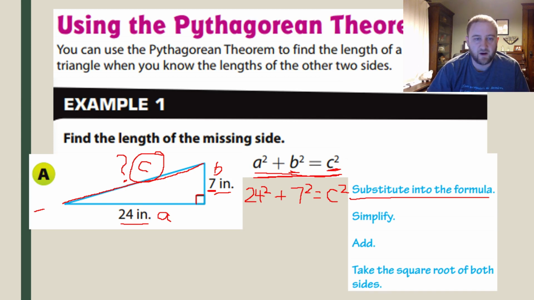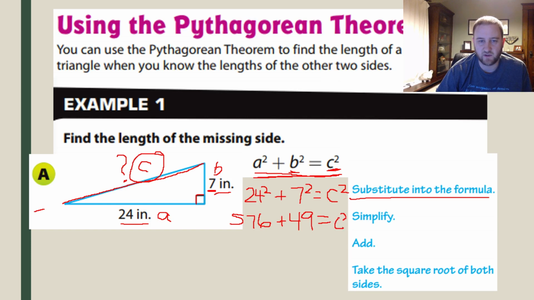Okay. All right, so 24 squared. I'm going to have to get my calculator out here for this. Let me see if I can find it real quick. Okay, 24 squared is 24 times 24, which is 576. Okay, 7 squared isn't too bad. 7 times 7, that's 49, equals C squared.